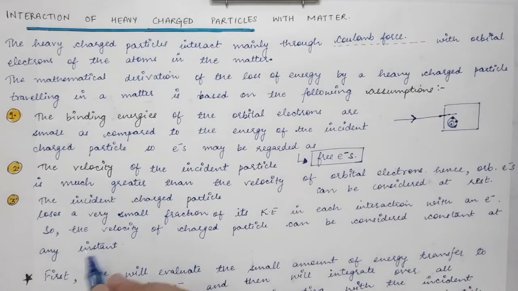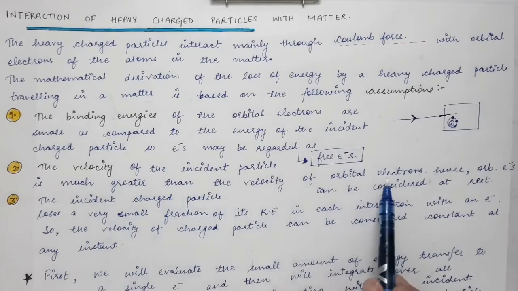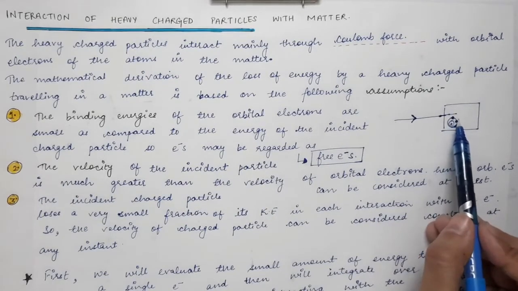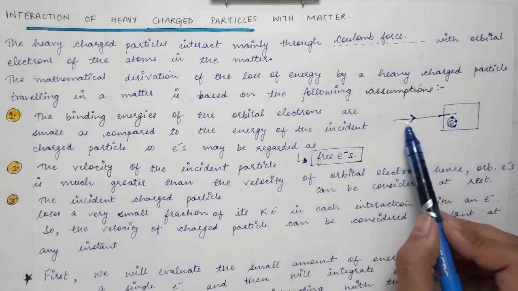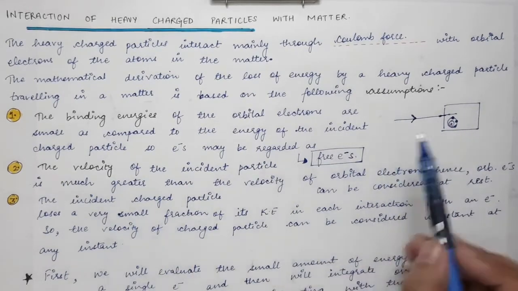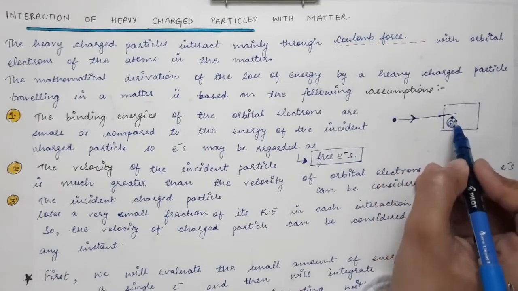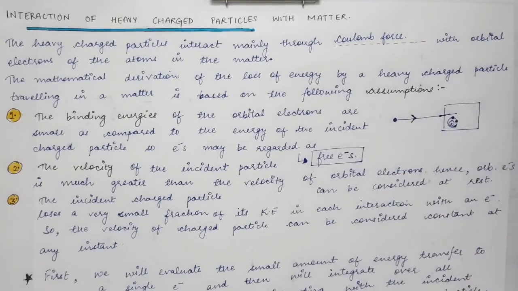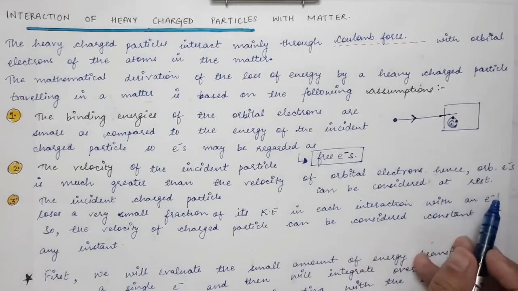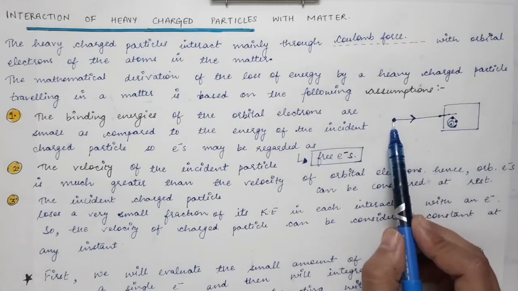The next assumption is that the velocity of the incident particle is much greater than the velocity of the orbital electrons. These orbital electrons are revolving around the nucleus with a certain velocity, and the heavy charged particle is also moving with a certain velocity. The second assumption is that the velocity of this heavy charged particle is much greater than the velocity of the orbital electrons. So the orbital electrons can be considered to be at rest, since their velocity is very small compared to the velocity of the heavy charged particle.